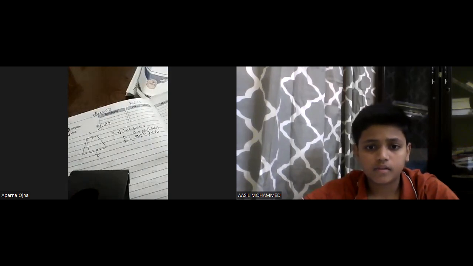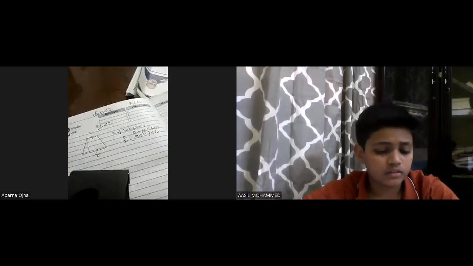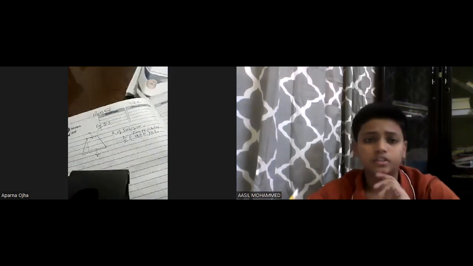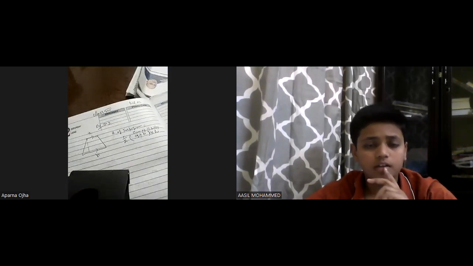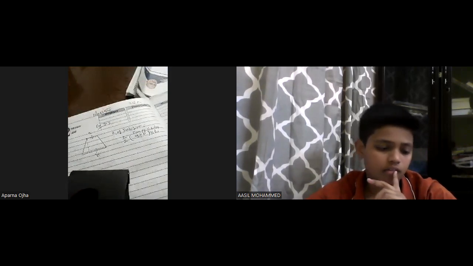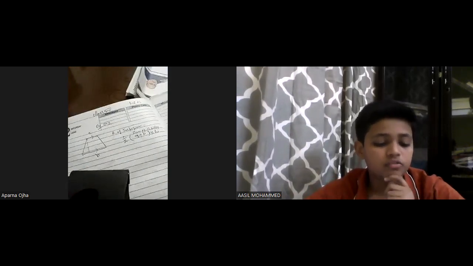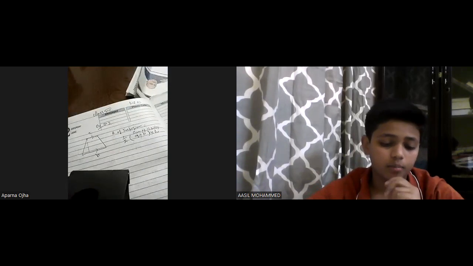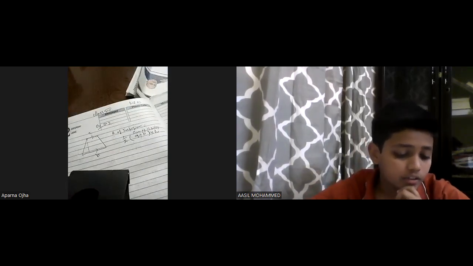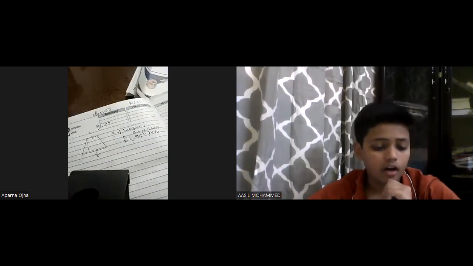Is the formula clear? Now you can read the first question. The shape of the top surface of a table is a trapezium. Find its area if its parallel sides measure 1 and 1.2 meter, and the perpendicular distance between them is 0.8 meter.